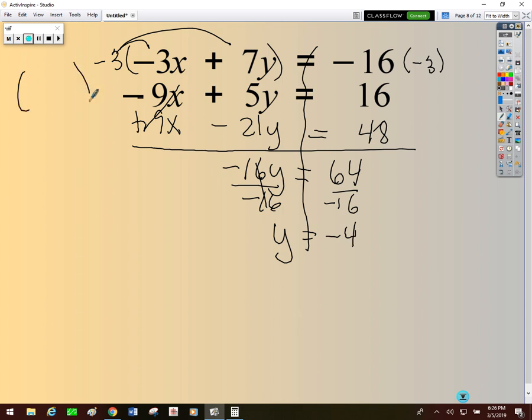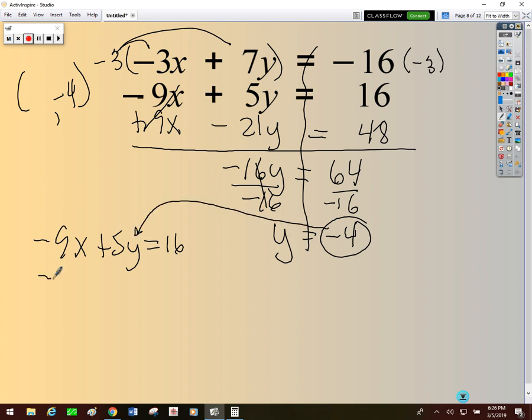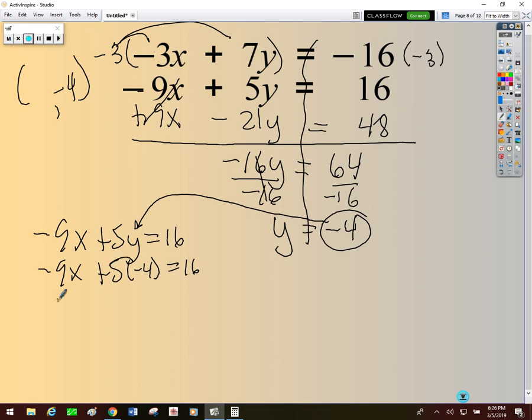Okay? So my solution is y equals negative 4. Pick one. Again, it doesn't matter. Let's pick the bottom one this time. So negative 9x plus 5y is equal to 16. We're going to circle here. The y value is negative 4. Remember, that means it's going to go right here. So negative 9x plus 5 times negative 4 is equal to 16. All I did was substitute the y value in for y. Okay? So then I can distribute here. So I have negative 9x minus 20 is equal to 16.